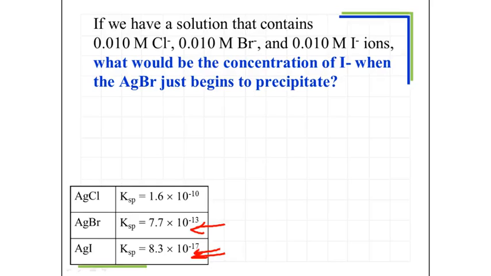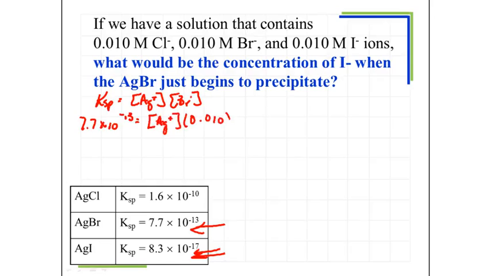Okay, so we're going to take that second equilibrium. The Ksp for silver bromide would be the silver concentration times the bromide concentration. So Ksp for silver bromide is 7.7 times 10 to the minus 13. That is going to allow us to figure out how much silver is needed to precipitate this bromide. So the silver concentration that's just going to get this silver bromide to precipitate is going to be 7.7 times 10 to the minus 11.